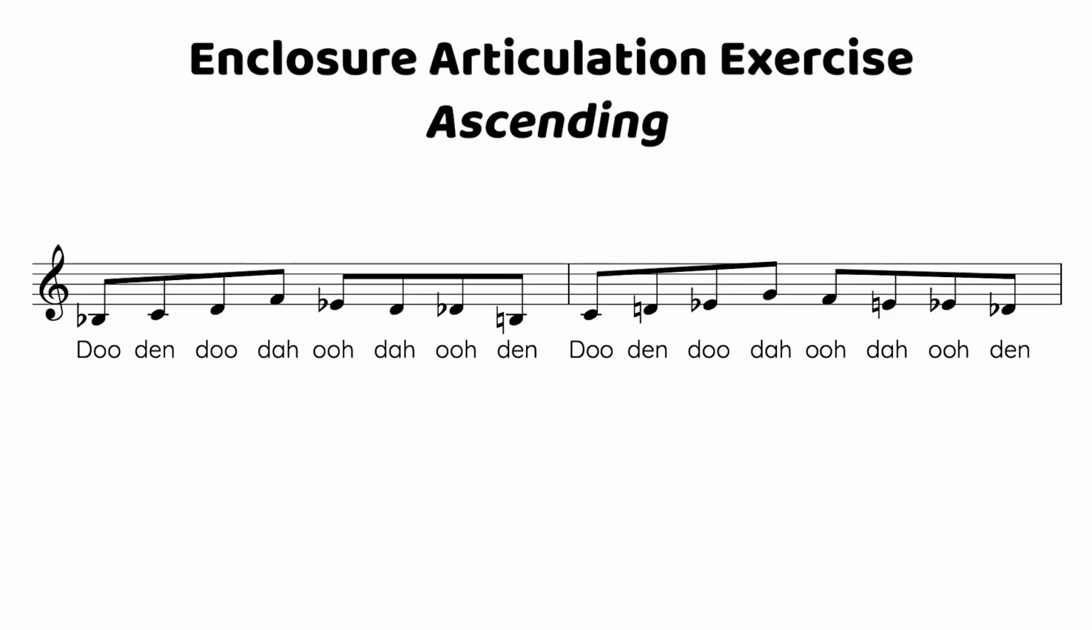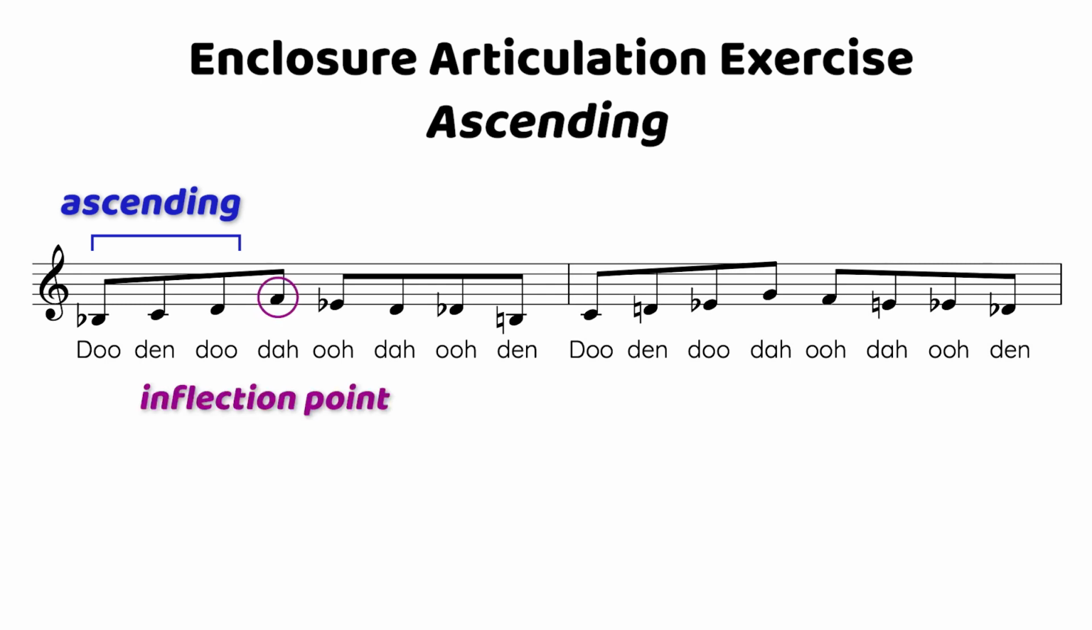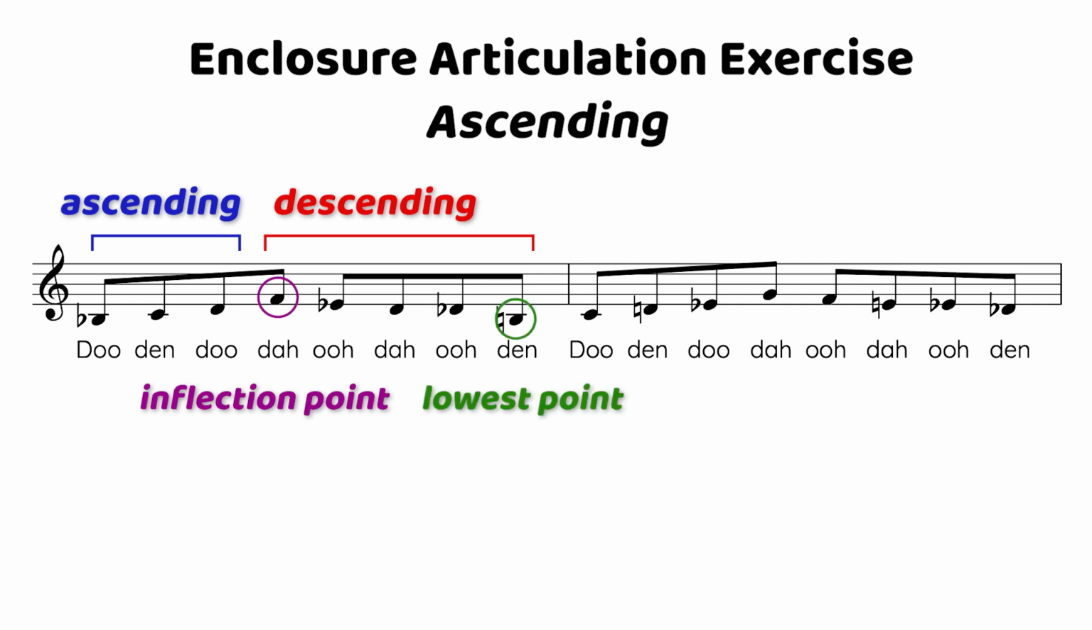Now, because we start the line ascending, we start off with a do, then den, and then, like the previous 2 exercises, we have that inflection point, right? The highest point in the phrase. We can change that to a da, seeing as we are changing direction and moving down. Of course, then we can see oo that lands on beat 3, and then we have da-oo, and then we have that lowest point, right? The low point inflection, which is that den, that muted sound, before we move to do on beat 1 of the next measure.